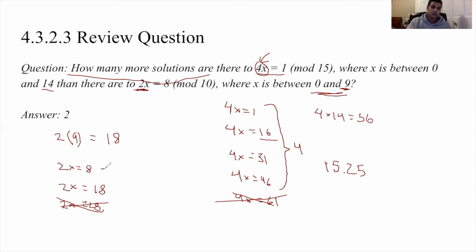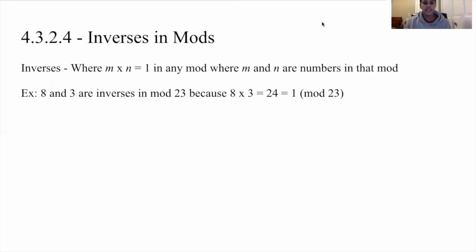And I mean, you could solve these pretty easily. This one's 4, this one's 9. But again, we don't need to know what they actually simplify to. All we have to know is that there are two possible values of x for 2x equals 8 in mod 10, which means that the correct answer to this question is 2, because there are 4 possible solutions to the first one, 2 possible solutions to the second one, and 4 minus 2 equals a difference of 2 more solutions.